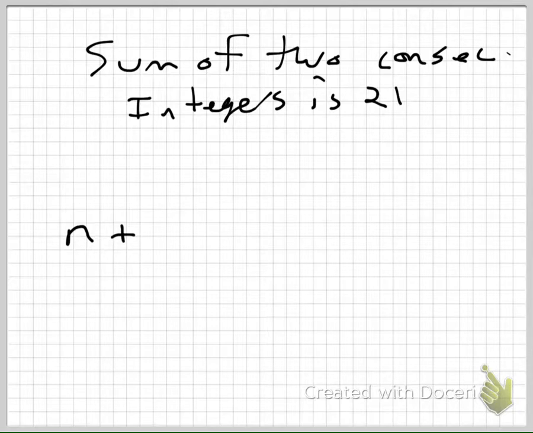If the first number is n, then the next number will be bigger than it by how much? By 1. So how do I write that? How do I write down that number plus 1? 2n. No, that would be 2 times that number.